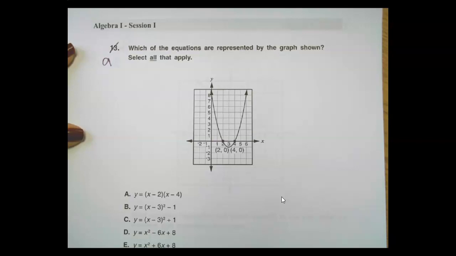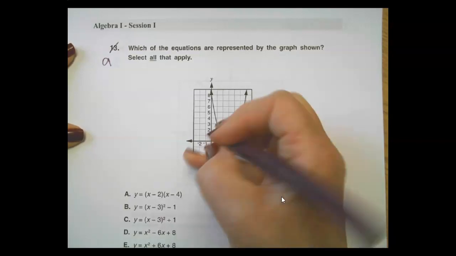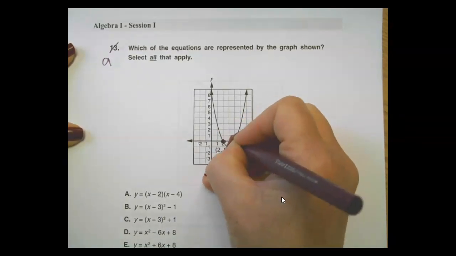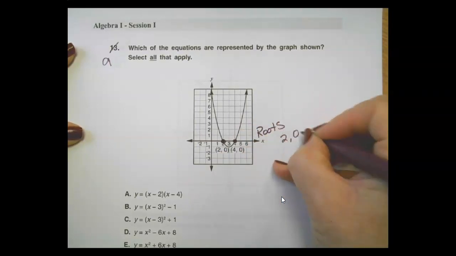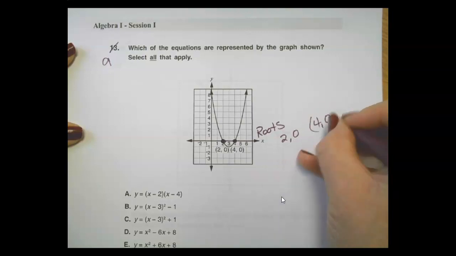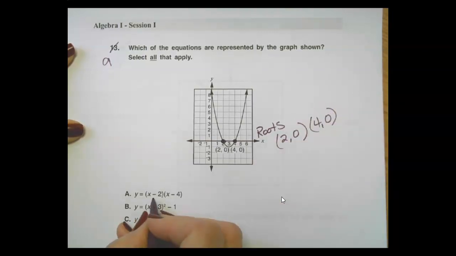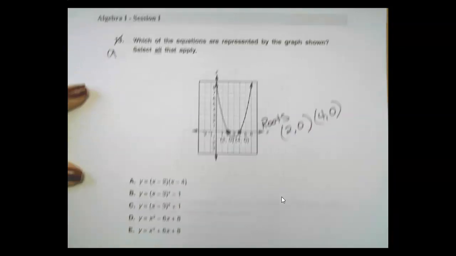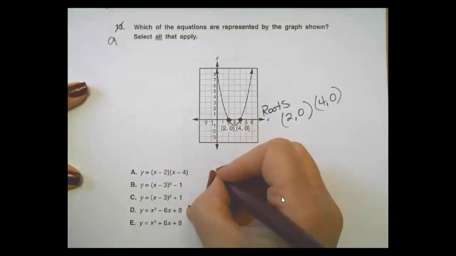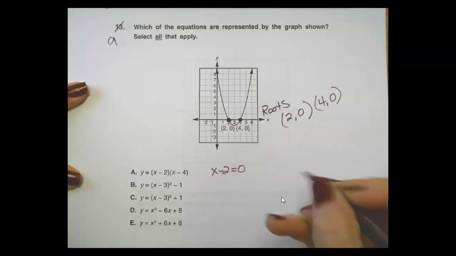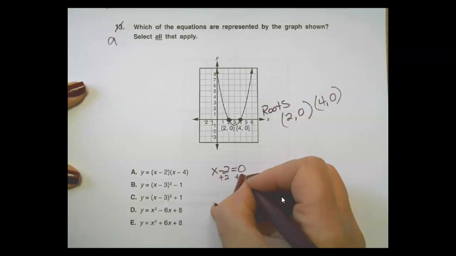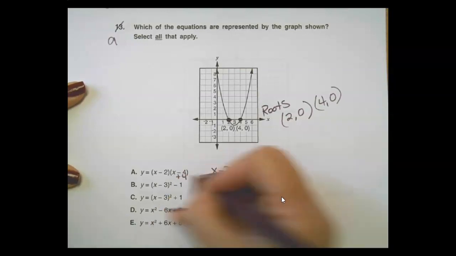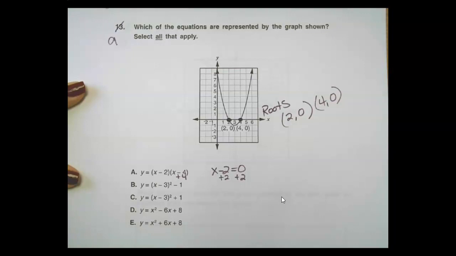All right, so let's look at this. What do we know about these guys? These guys are your roots. So my roots are 2, 0, and 4, 0. So when you're looking at these and we were trying to find our roots, we were setting them equal to 0. So if I made this one 0, that would make this a positive 2, add 2 to both sides. And this one I would add 4 to get positive 4. So that's what you're doing, this one.